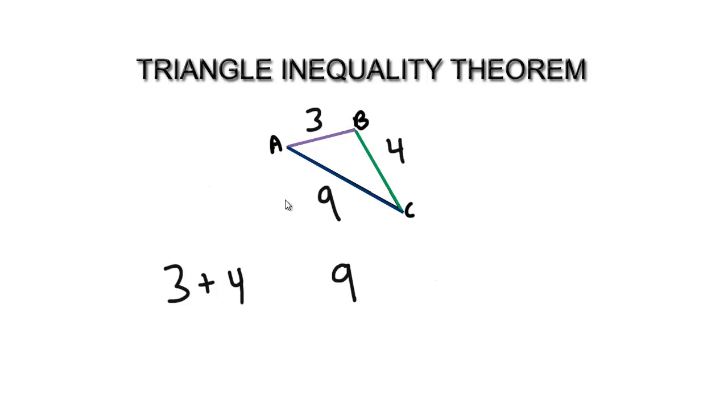Alright, now let's take a look at this example here. Is it possible to make a triangle with side lengths 3, 4, and 9? So now let's check it out. We'll take 3 and 4, so side lengths AB and BC. And we want to use the triangle inequality theorem to check to see if the sum of these two sides, 3 plus 4, is greater than the third side. And in this case it's not, because 3 plus 4 is less than 9. Therefore, according to the triangle inequality theorem, this triangle is not possible.